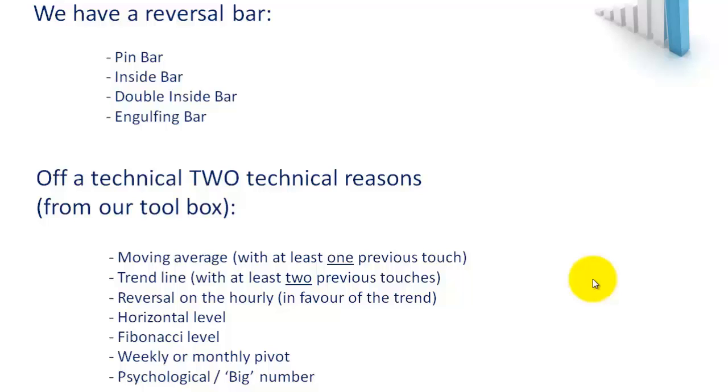If we have price action intersecting with a horizontal level, a Fibonacci number, weekly or monthly pivot, or a psychological number, then fantastic. But we don't just want to buy or sell willy-nilly. We want to build up the case. And we'll show you how we're doing this in the examples coming up.